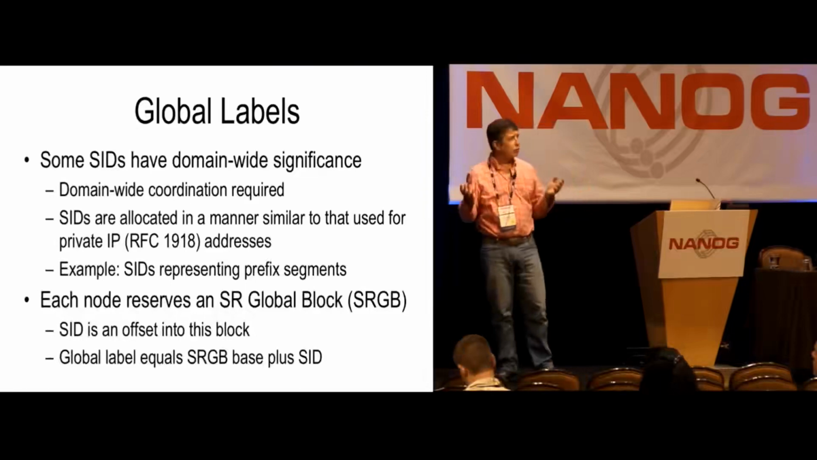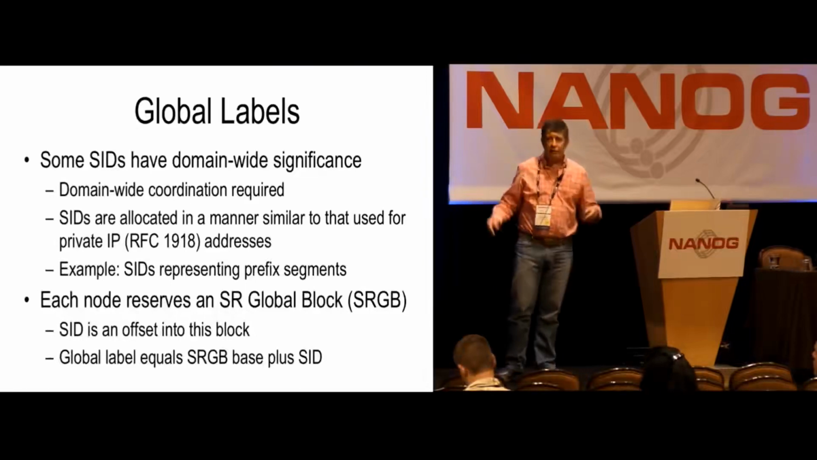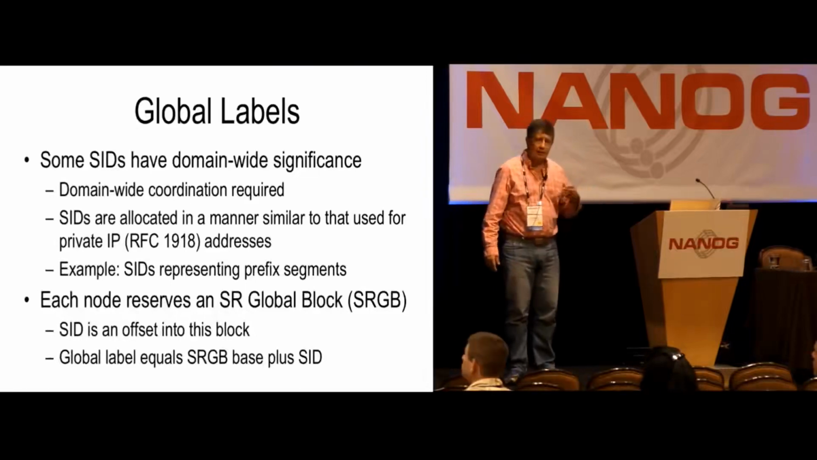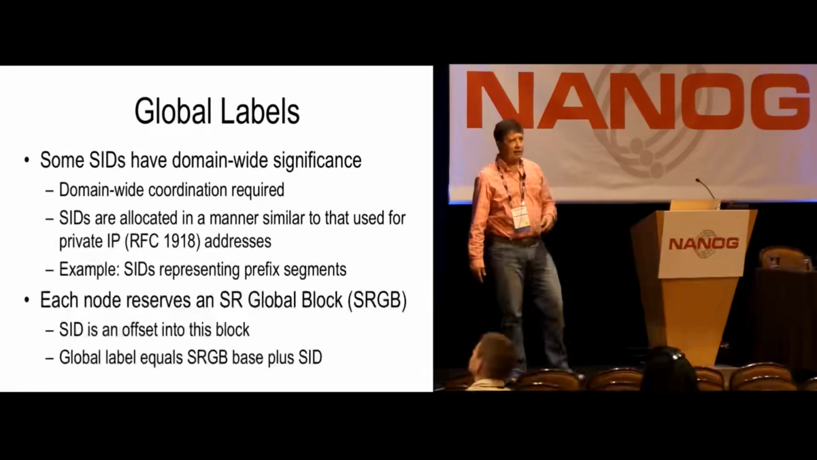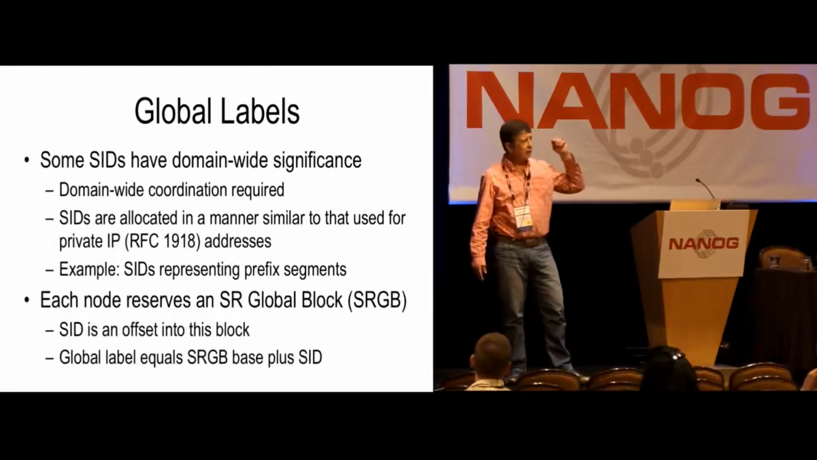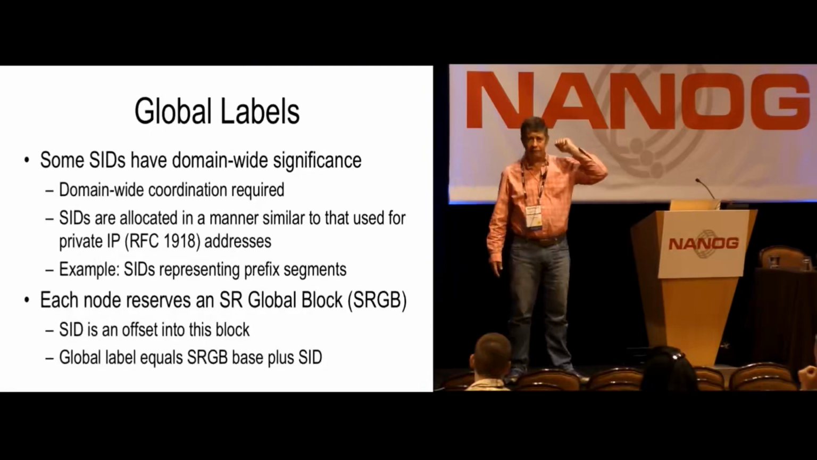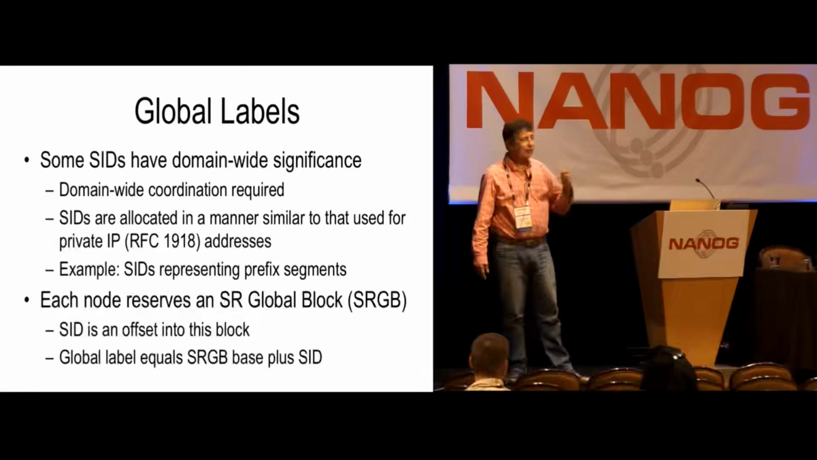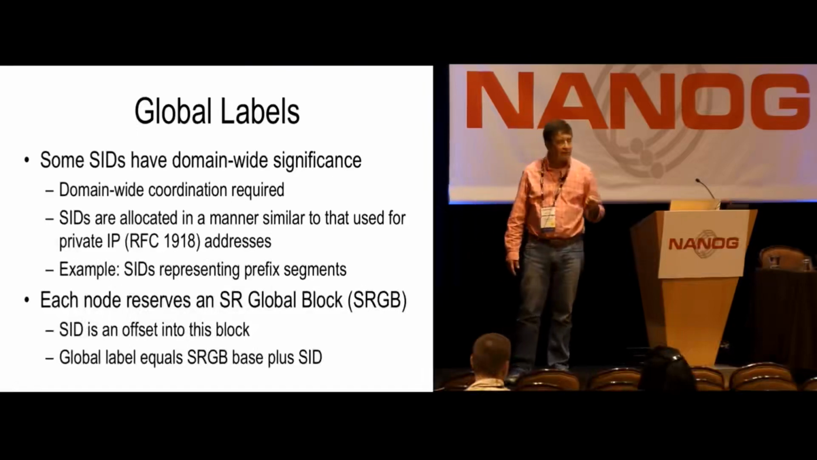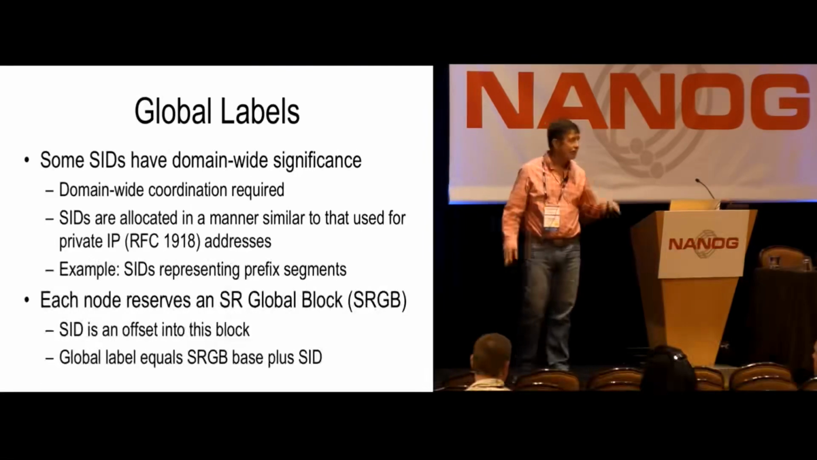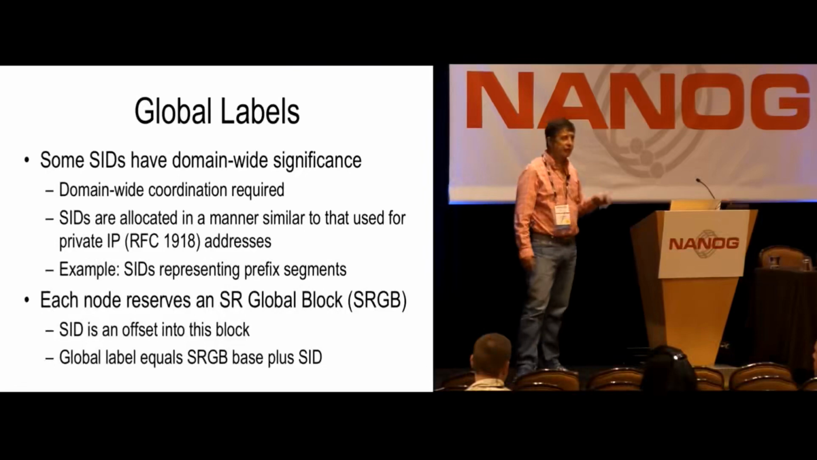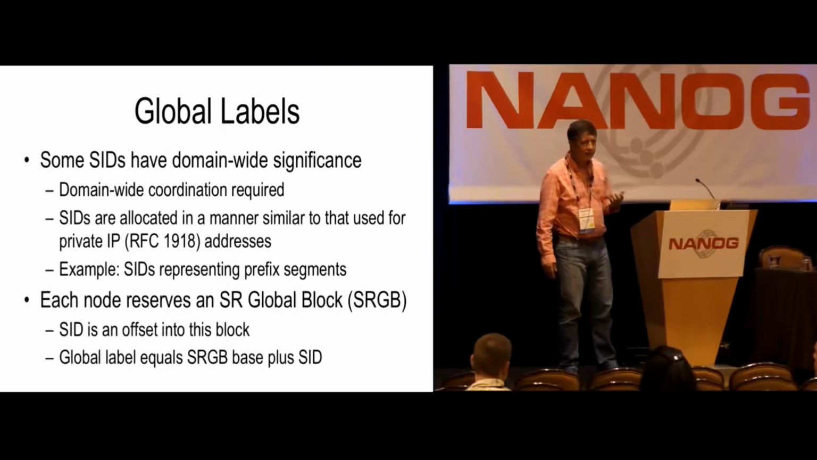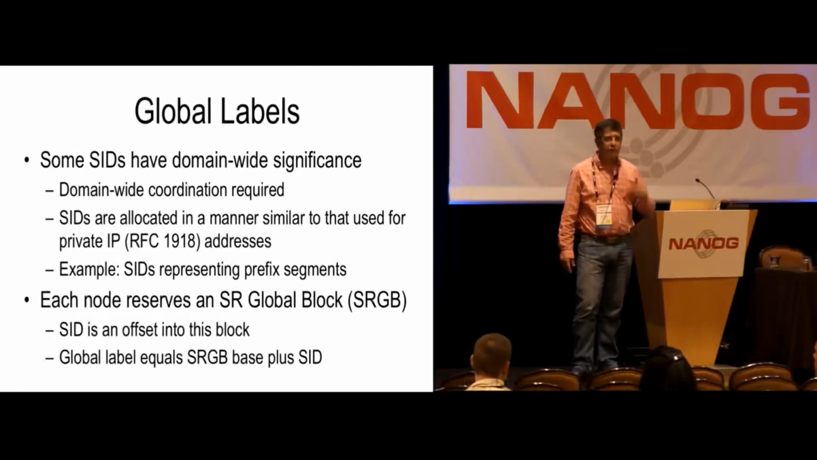Prefix labels have local significance. Let's say a router has a prefix behind it. He says, I'm going to advertise my accessibility to this prefix. I'm going to associate it to label 5. Nobody else should use label 5 for anything else. This label has domain-wide significance. It has to be assigned very much as we assign private IP addresses today. You keep some little registry in your domain, so you're sure not to advertise two prefixes with the same label.